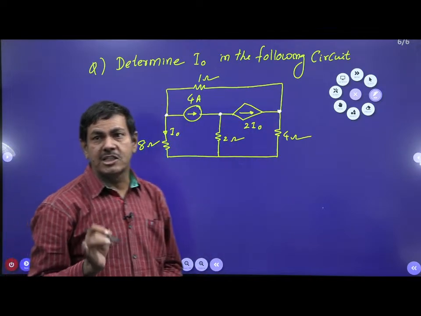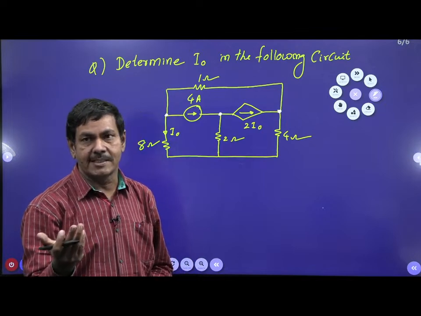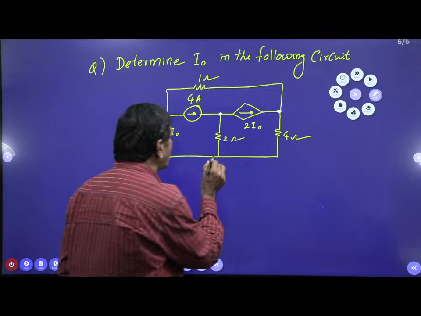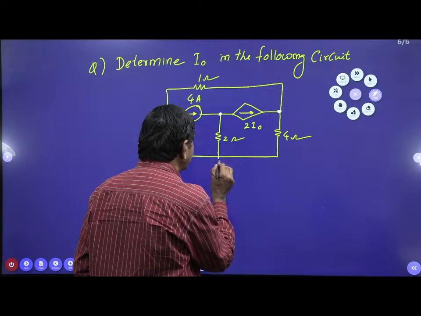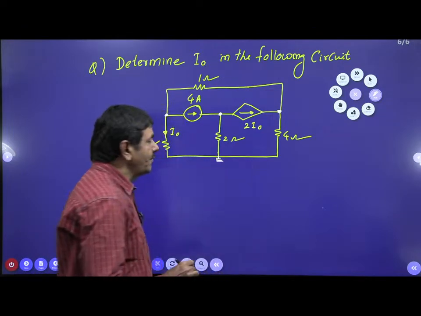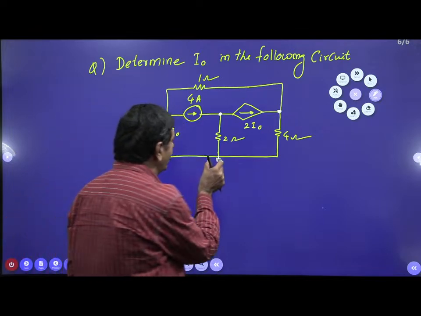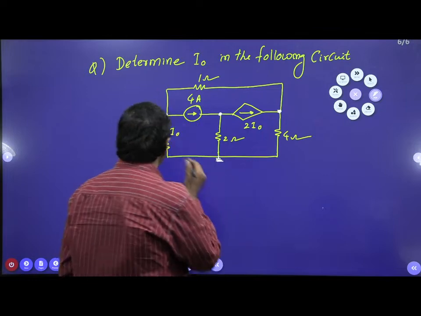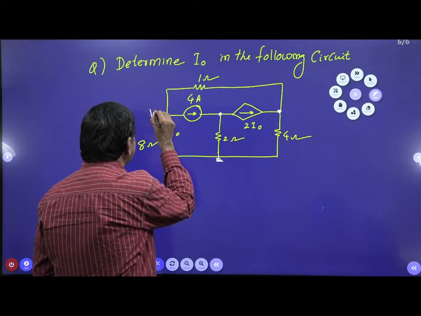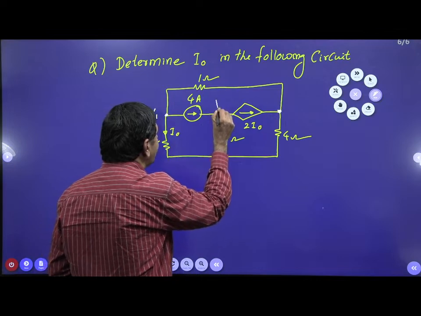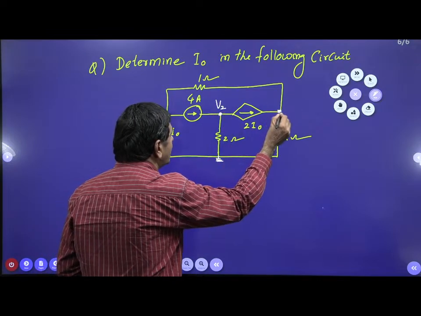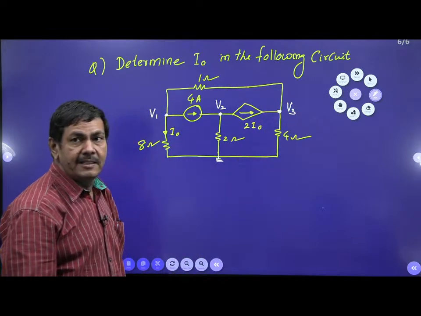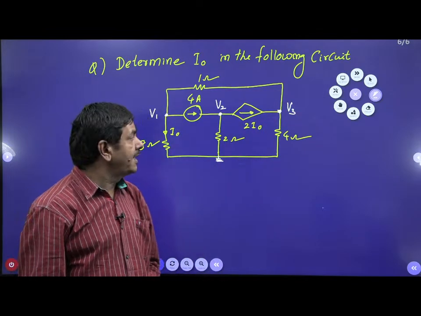Each node is to be assigned some voltage with respect to ground. With respect to ground means there is one more node here, and that must be a reference node. It must be grounded, and you must connect only one to the ground. Otherwise we can't get it. But this node voltage I wish to select as V1, this node voltage as V2, and this node voltage as V3. So we got 3 node voltages.